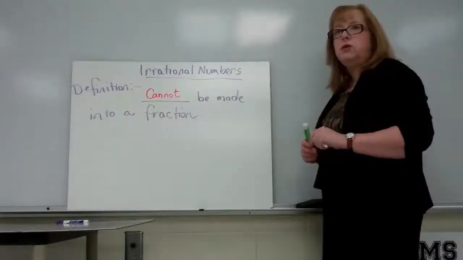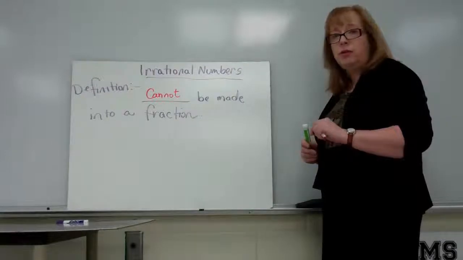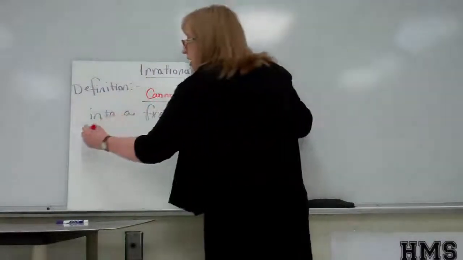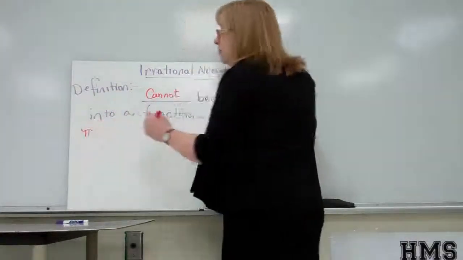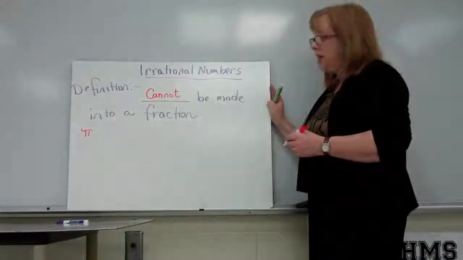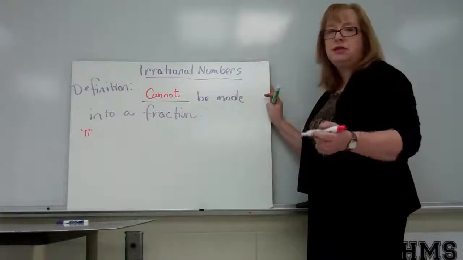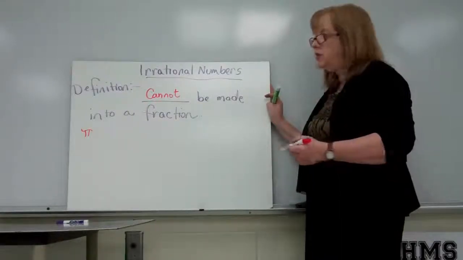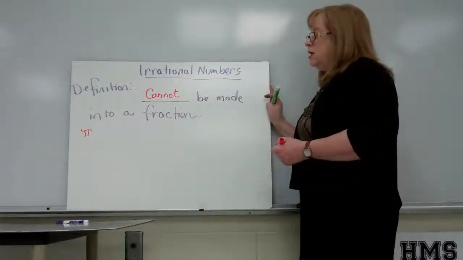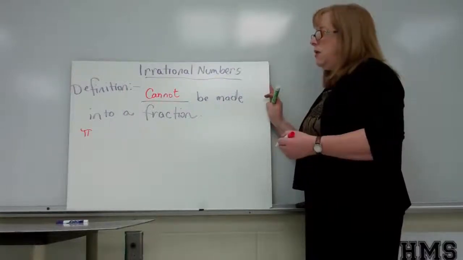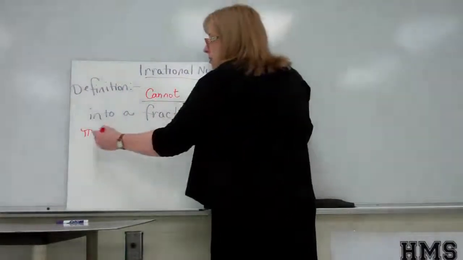Now, one of the ones that we know is a special number called pi that we use in calculating circumference and area of a circle. Pi is irrational. It never ends. It goes on for millions and millions of decimal places, and the computer's figuring that out now. So the way to recognize an irrational number is that it's going to be pi.